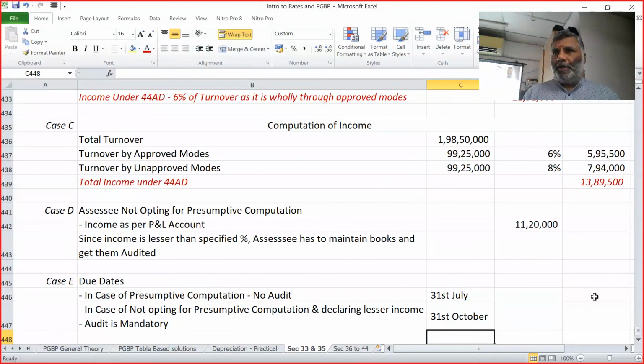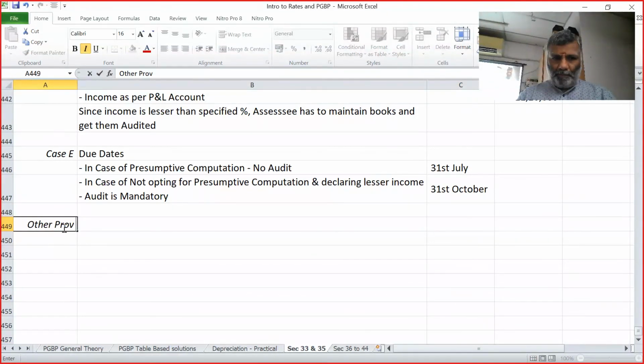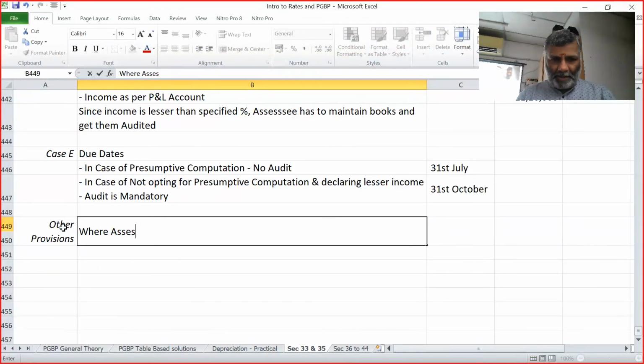Am I clear to you? I will take this opportunity to write some other provisions also. Where assessee opts for presumptive computation, disallowance provisions are also not applicable.